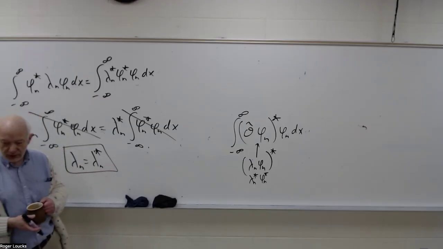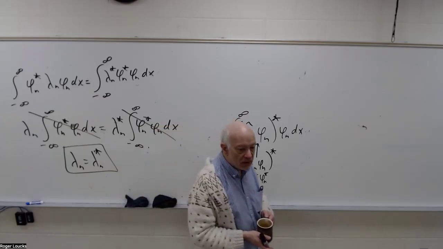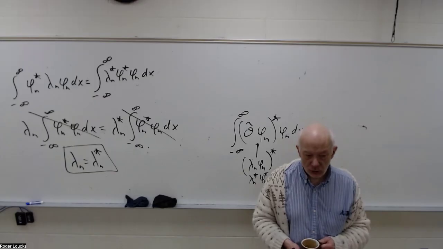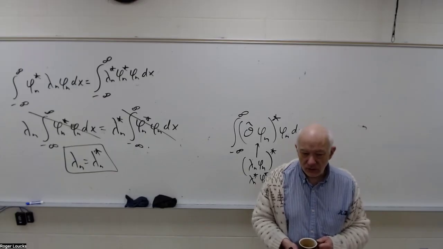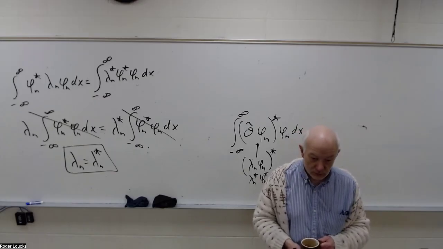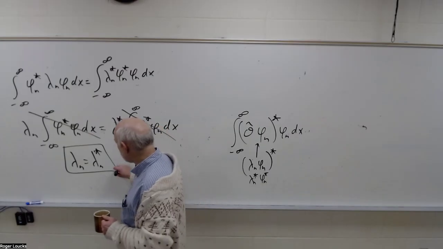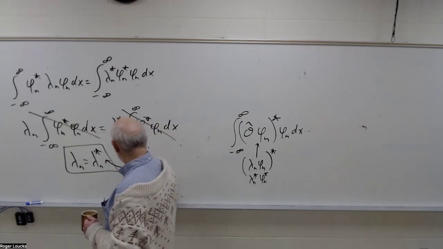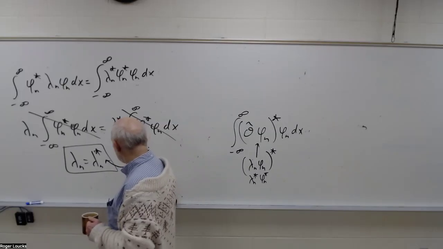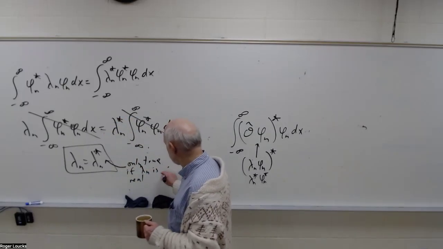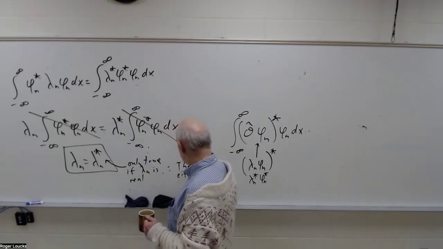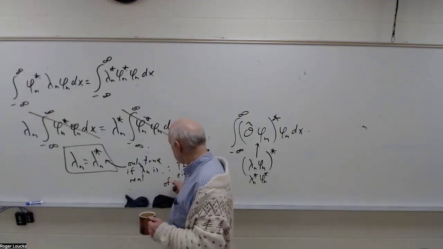What is a number equal to its complex conjugate? What does it mean to take a complex conjugate of something? You just flip the sign of the i; you take your i and make it a minus i. So when does a number equal its complex conjugate? Only if it's real. This is only true if lambda n is real. Therefore, the eigenvalues are real.